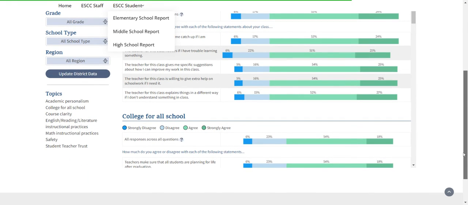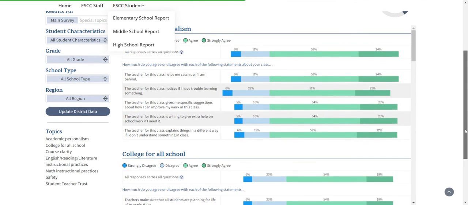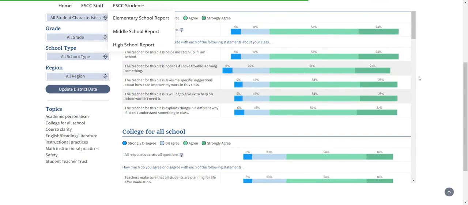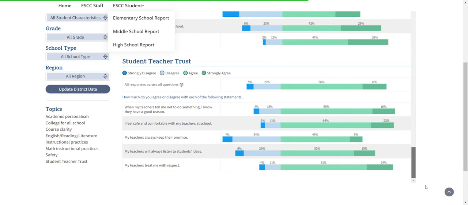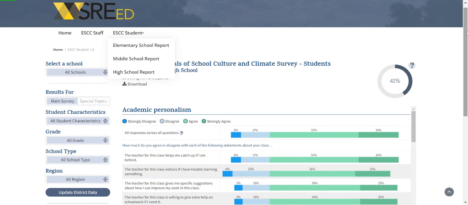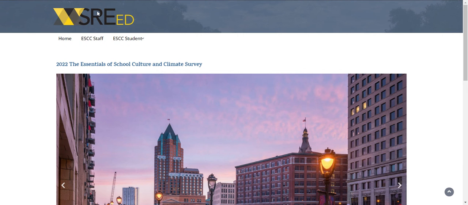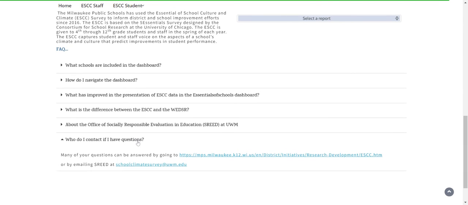So this is the basic idea for how to navigate the dashboard. I'm really hopeful that this will be a real improvement for you and allow you to do a lot more with the data. I look forward to hearing how it went. On the main page, there is a contact within the Milwaukee Public Schools or our office. If you have questions or comments, we'd love to hear from you.